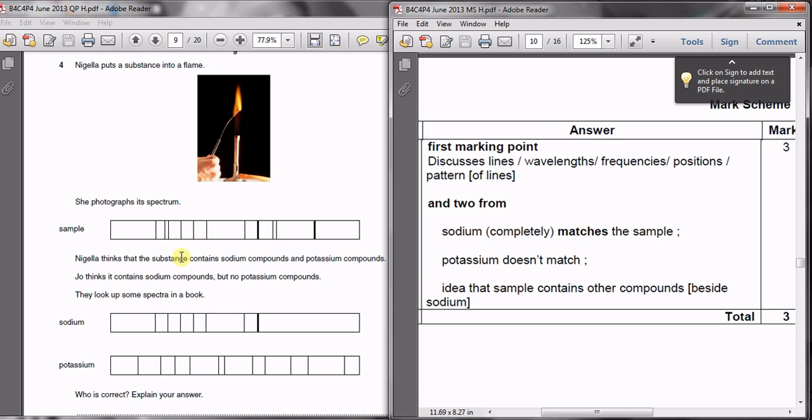Okay, so this is question number 4 from the mock exam. I'll just read it through for you. It says Nigella puts a substance into a flame. She photographs its spectrum. That's shown here.